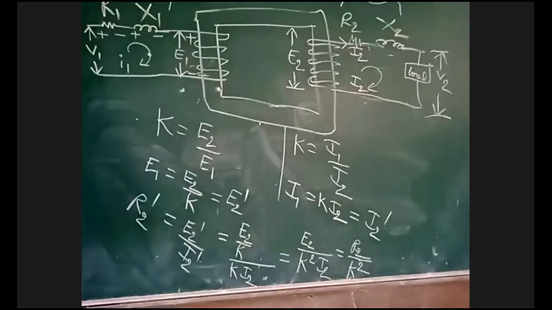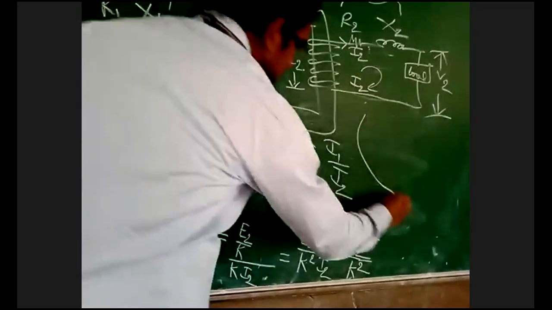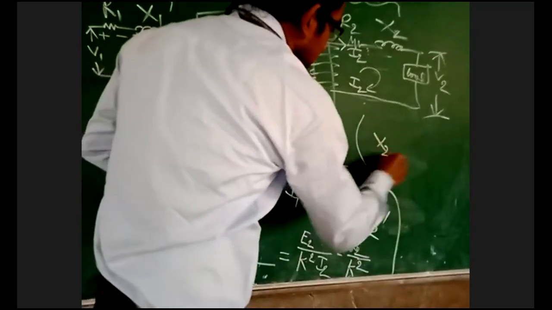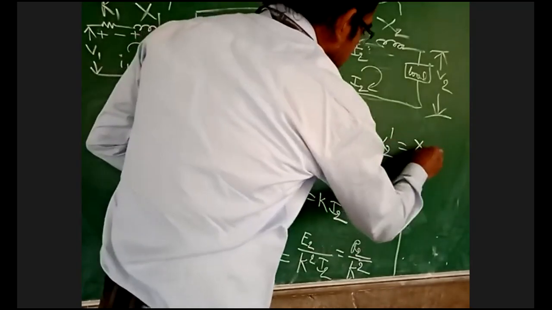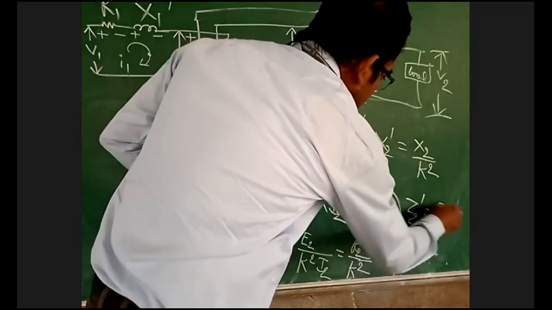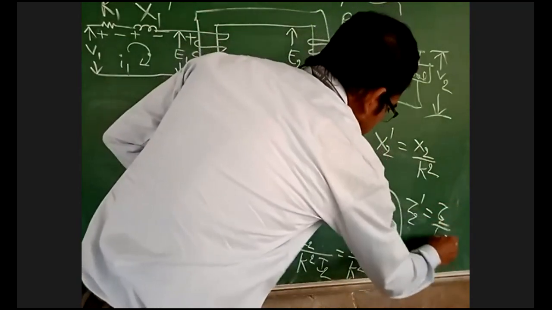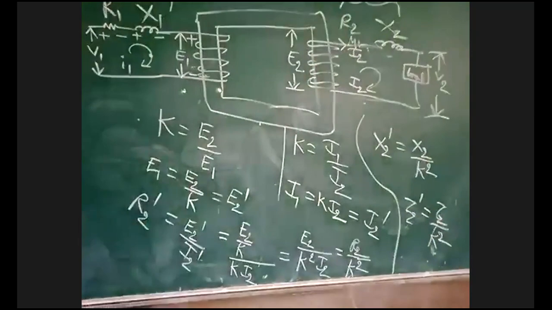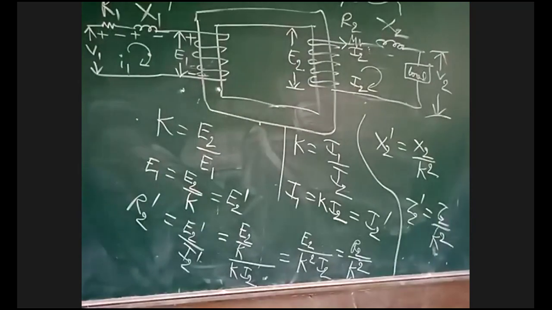Similarly, X2 dash is equal to X2 by K square. Z2 dash is equal to Z2 by K square. In similar lines of R2 dash is equal to R2 by K square, I am taking X2 dash is equal to X2 by K square, and Z2 dash is equal to Z2 by K square. Okay, I am taking this.